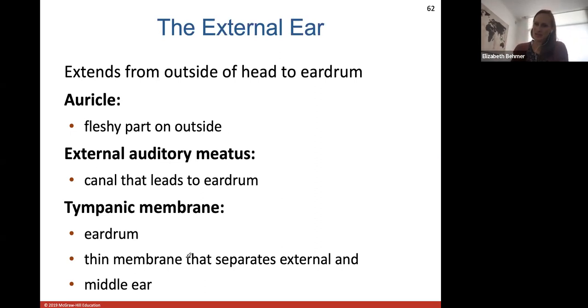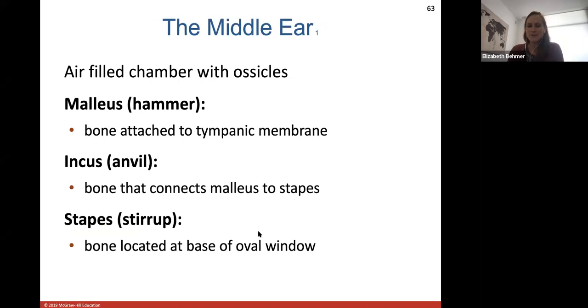The external ear extends from the outside of your head to the eardrum, which is your tympanic membrane. The auricle is the fleshy part on the outside. The external auditory meatus is the canal that leads to the eardrum. And the tympanic membrane is the correct term for eardrum. It's a very thin membrane that separates the external and middle ears from each other.